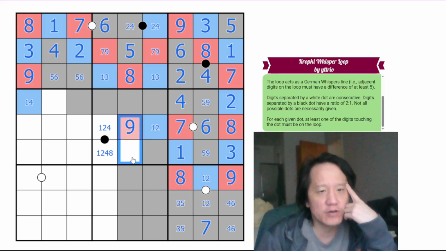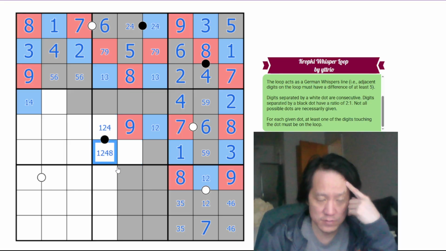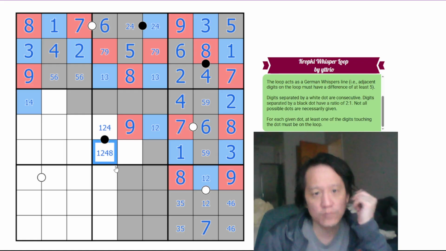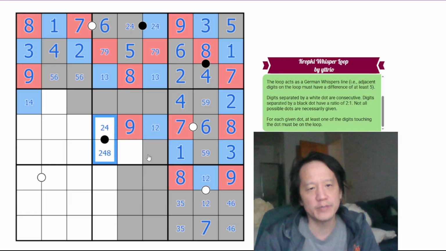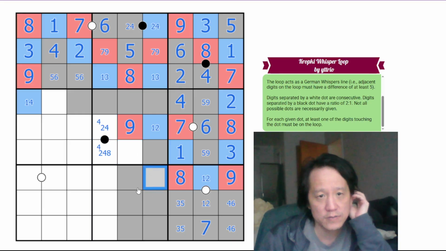If we go down here, it would have to be a 2. And this would be 4, 8. This cannot be 1 and 2 as a pair because that would eliminate all possibilities for this cell. So 1 cannot be here. We are guaranteed a 4 has to be one of these two digits.